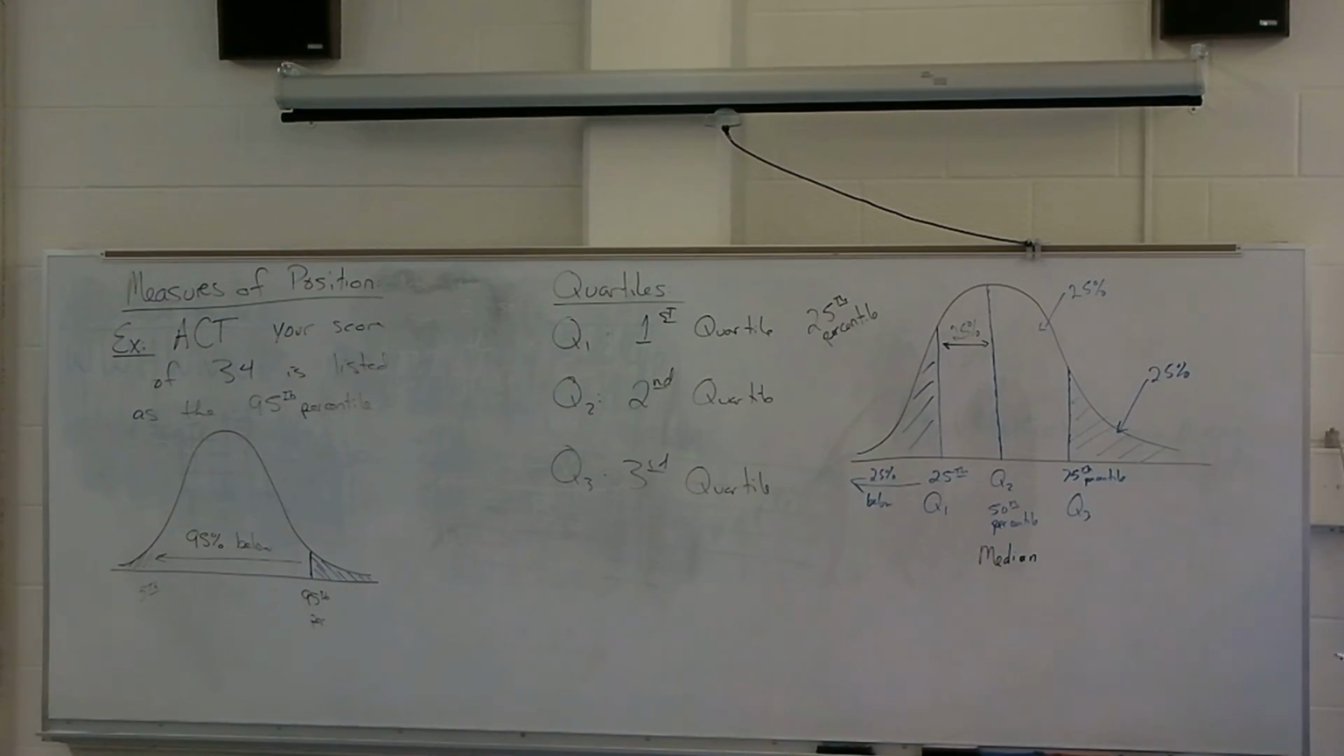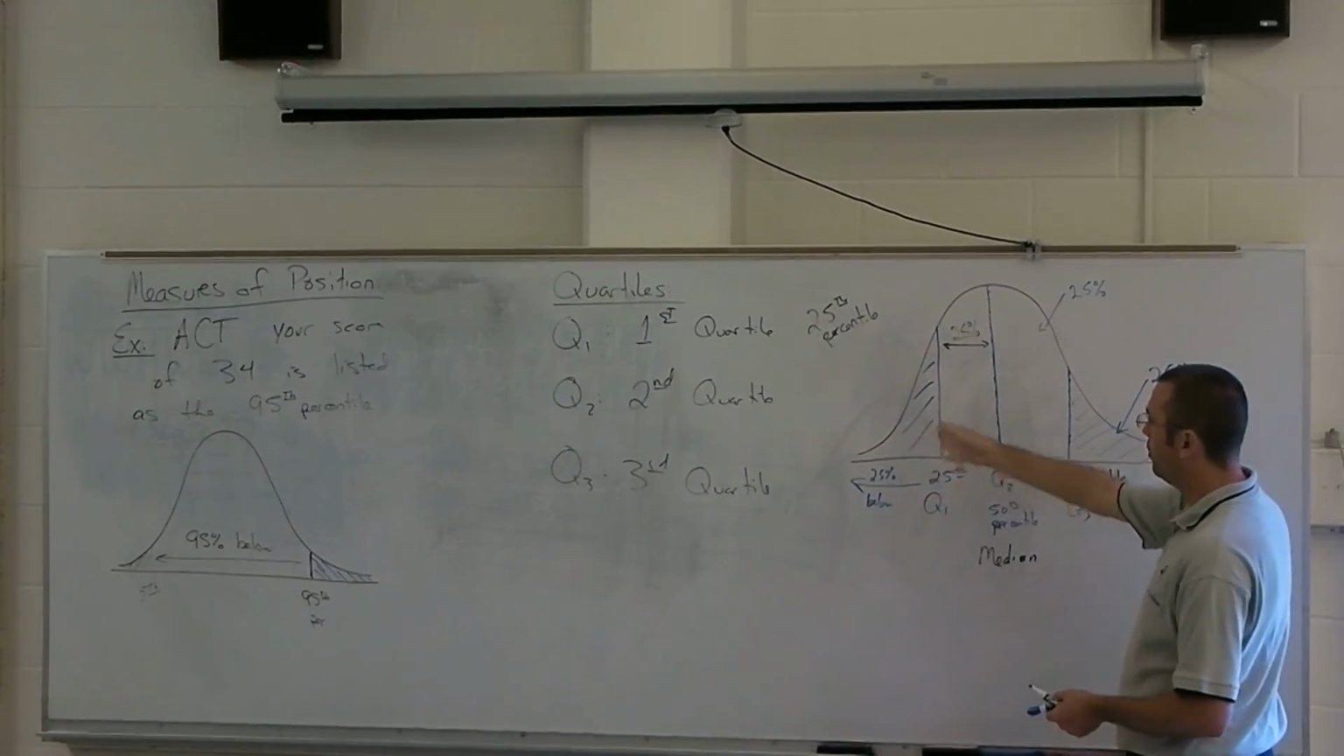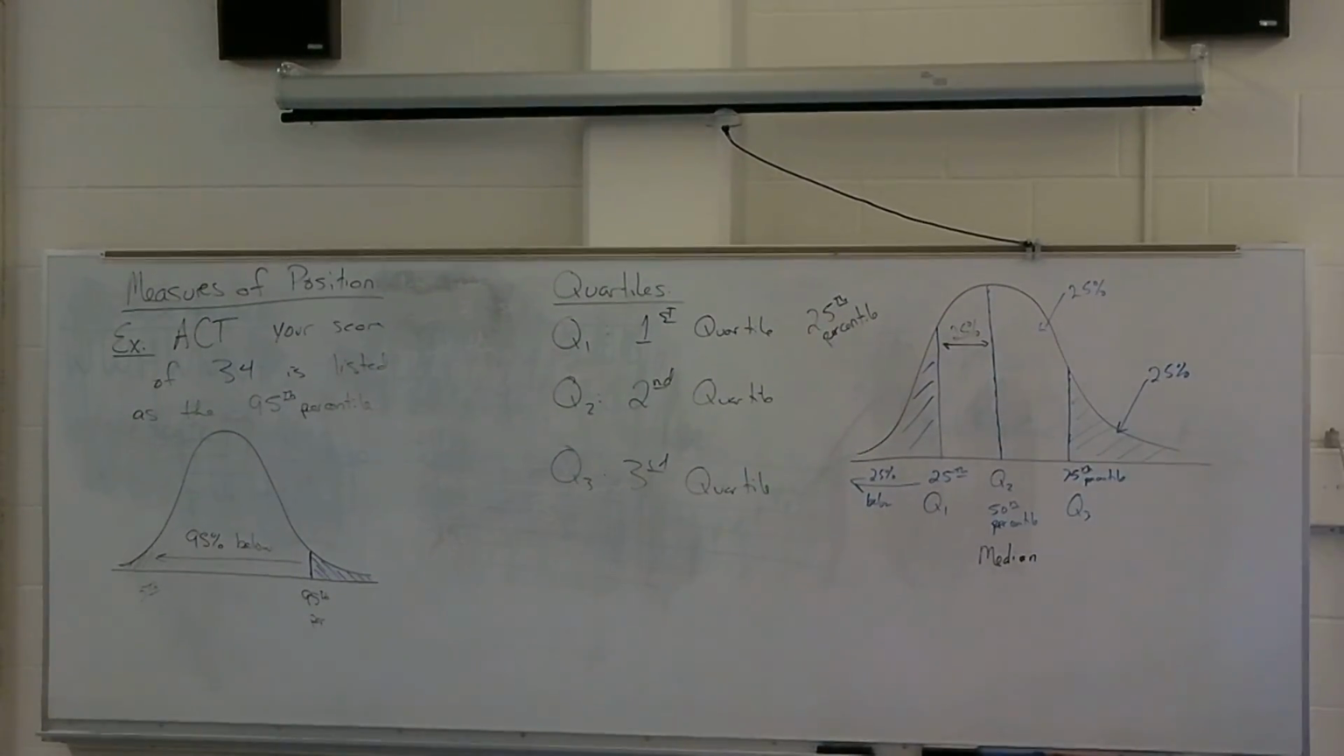All right. So in looking at our quartiles, there are only 3 quartiles. There are only 3 of them. But what they do is they split our data into 4 groups, each with the same percent of data within those values.